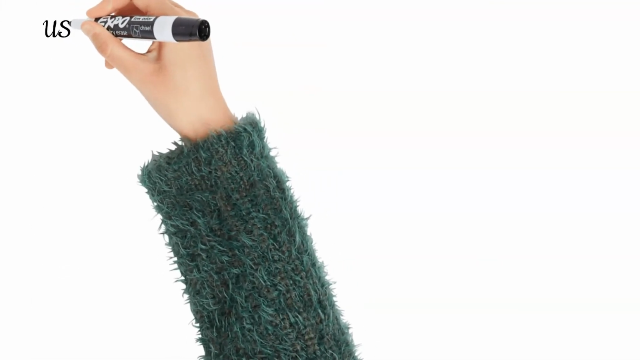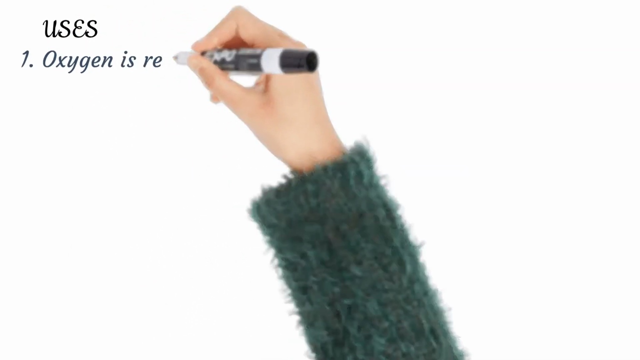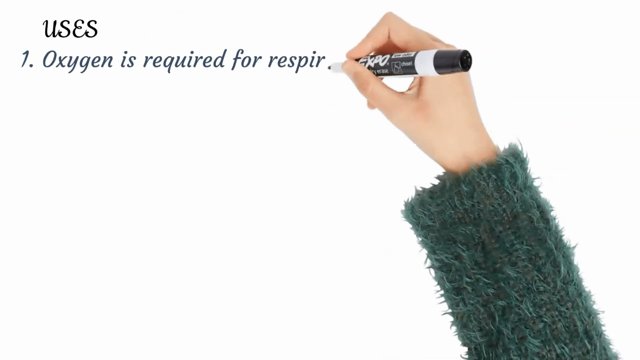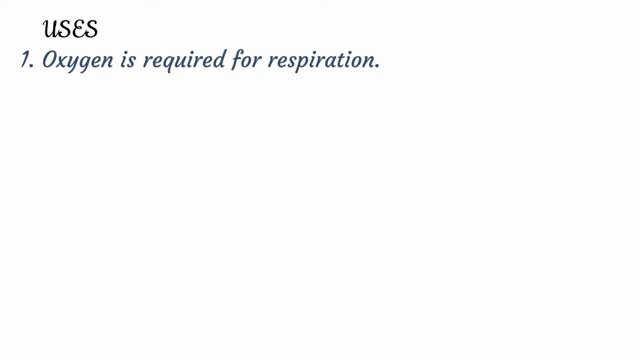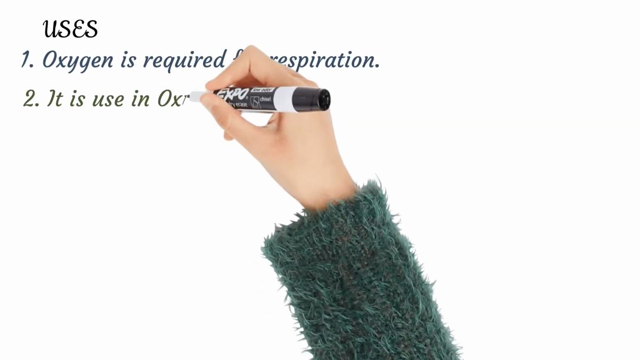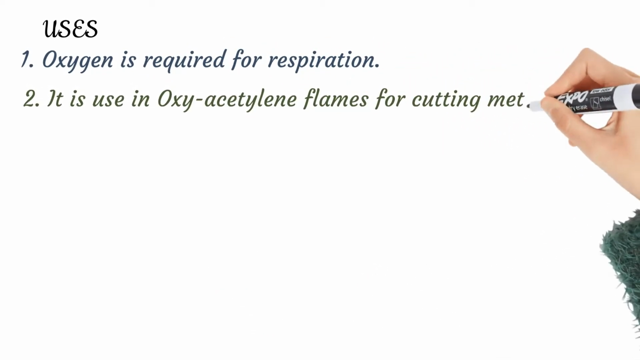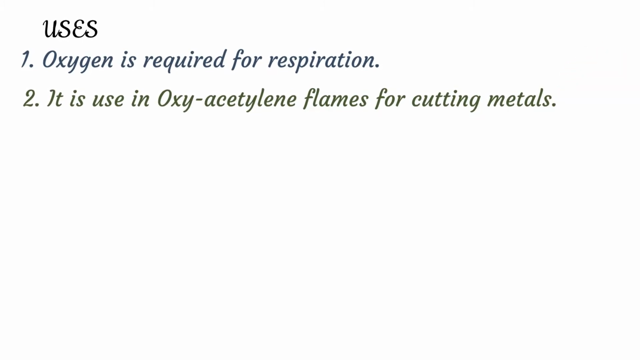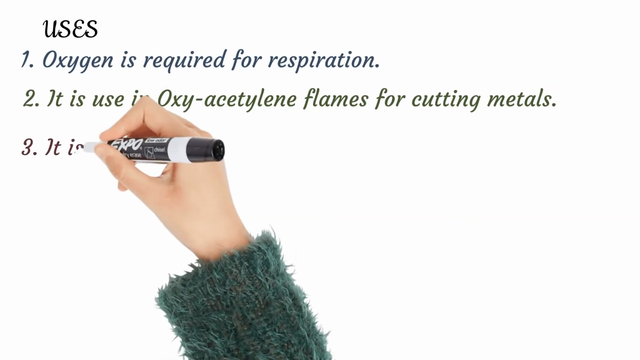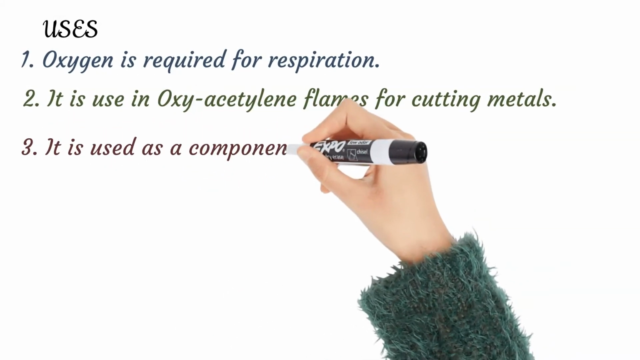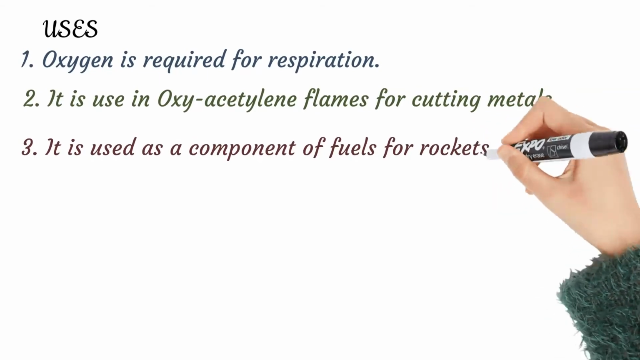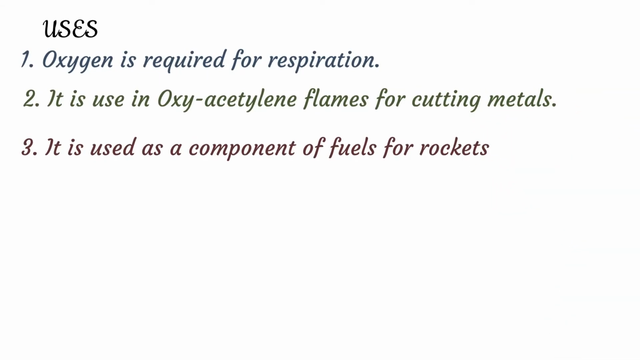Finally, in this video, we look at the uses of oxygen. Number one, oxygen is required for respiration. So every man takes in oxygen. It is very important for humans. Number two, it is used in oxy-acetylene flame for cutting metal. The flame comprises oxygen and acetylene combined together for cutting metals. Number three, it is used as a component of fuels for rockets. So it's present in the fuel of rockets.